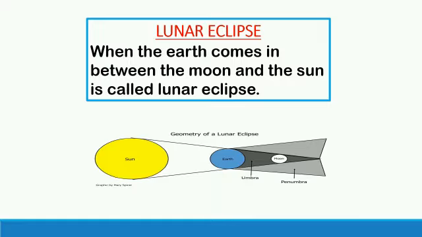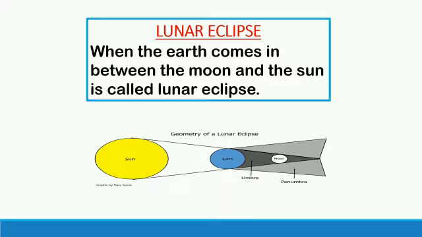The moon is completely hidden by the dark shadow of the earth. Then the people on the earth cannot see the moon at all, and this is known as total lunar eclipse. When the moon is partially hidden by the dark shadow of the earth, it is known as partial lunar eclipse.